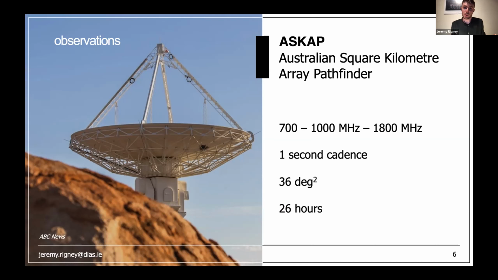So the ASKAP telescope, what is it? Well, it's the Australian Square Kilometre Array Pathfinder. It's 36 dishes in Western Australia that observes from 700 megahertz to a gigahertz. Our research used 700 megahertz to 1 gigahertz at 1 second cadence. And ASKAP has a 36 square degree field of view. So it's an enormous field of view for a radio telescope. And we observed 2 fields for 26 hours, 13 hours each.